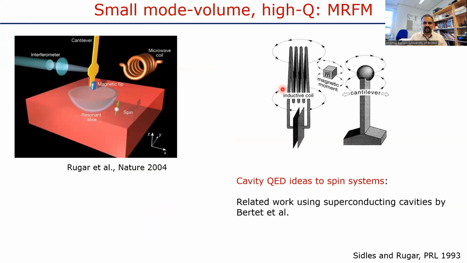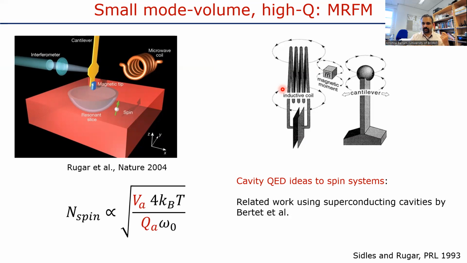And this is an idea that's been around for some time. If you look at the pioneering experiments done in the IBM group on using cantilevers to detect single spins, you can see that the spin detection sensitivity ultimately scales with the mode volume. So this Q over V is almost like a Purcell effect for spin systems. And related ideas have been shown on the superconducting cavity front.